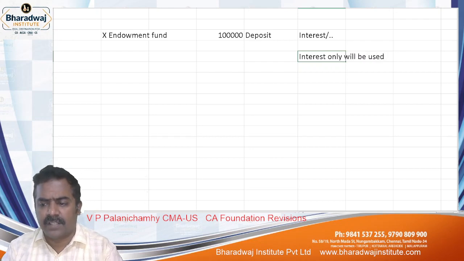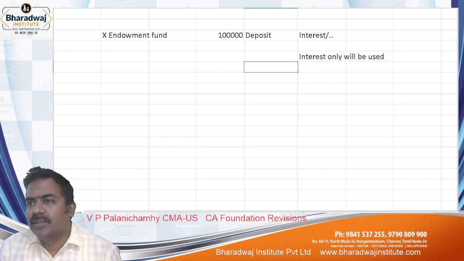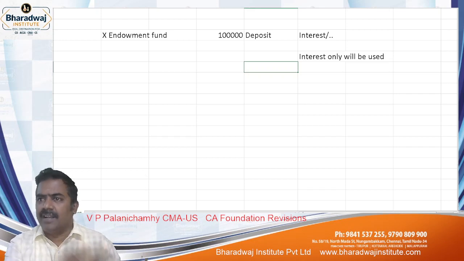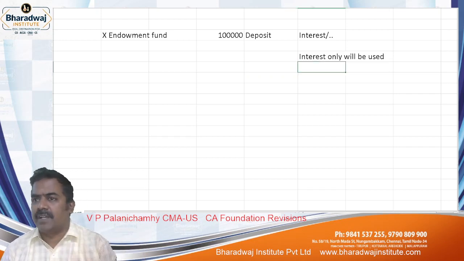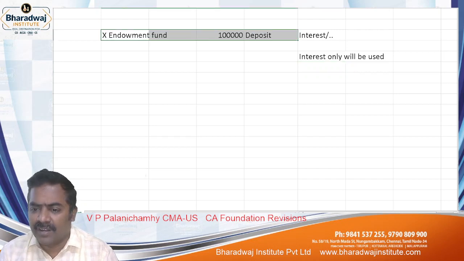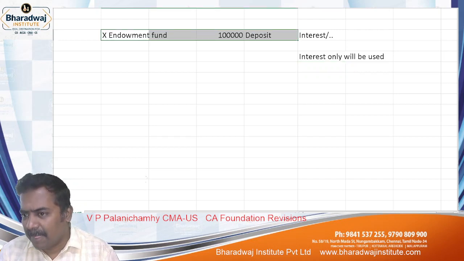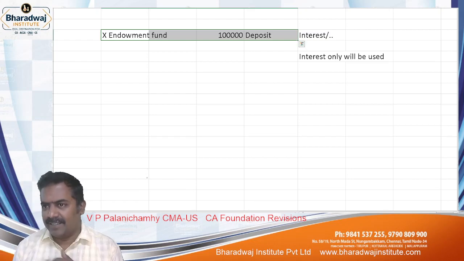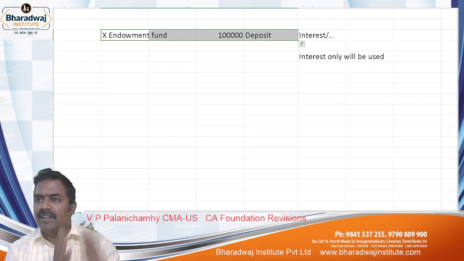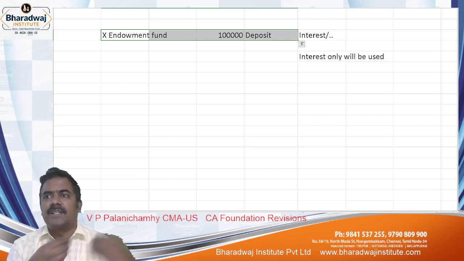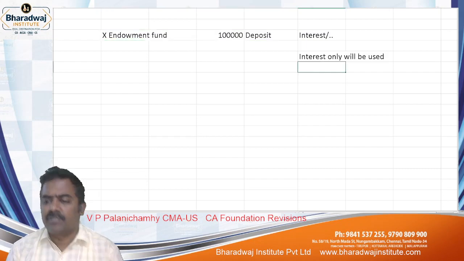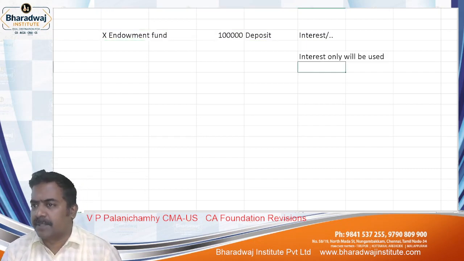Listen. How much are you giving? 1 lakh. And the 1 lakh will be deposited in a bank. Only that interest will be used for giving prizes, benefits and all. That is called an endowment fund. What is an endowment fund? You collect money. The trust will collect the money, and the money collected, what will they do? They will deposit it. From the deposit, they will earn what? Interest. Only the interest will be used for the purpose of benefit.